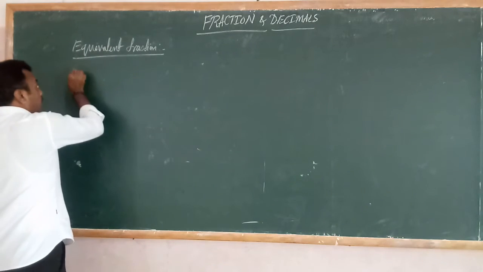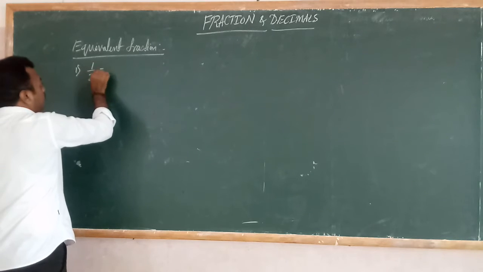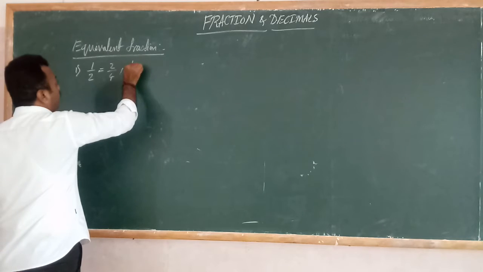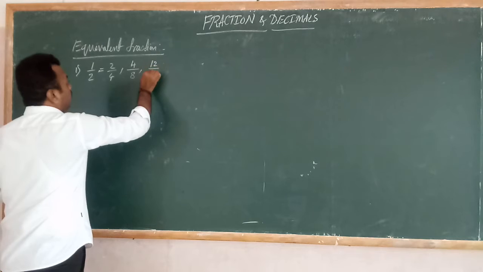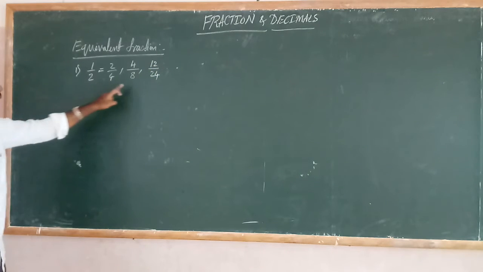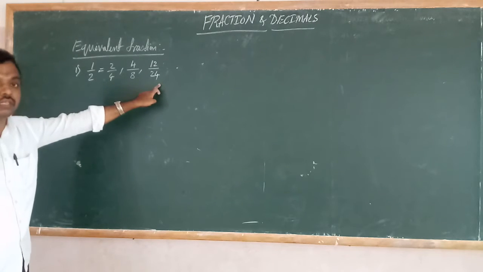See students, I will give an example. 1 by 2 is equal to 2 by 4 is equal to 4 by 8 is equal to 12 by 24, and so on. So these are called what? Equivalent fractions, because all these values are equal.